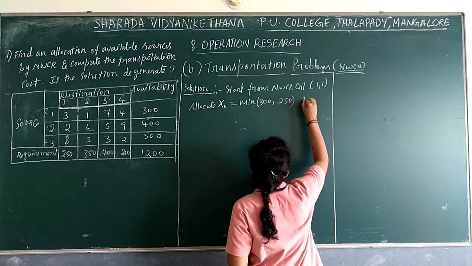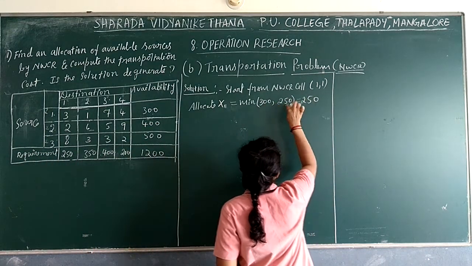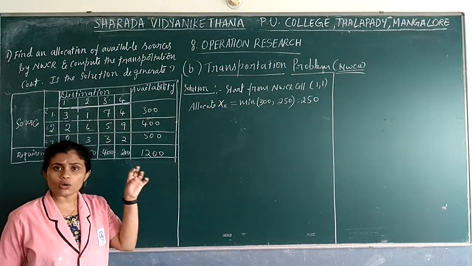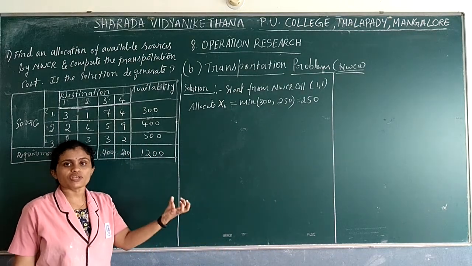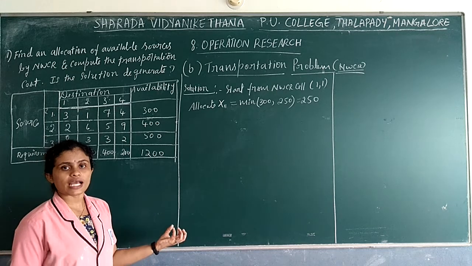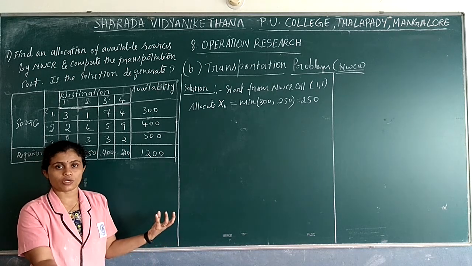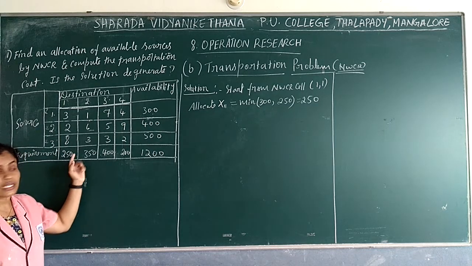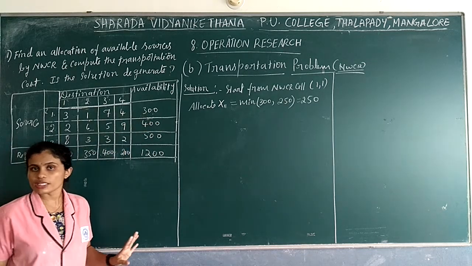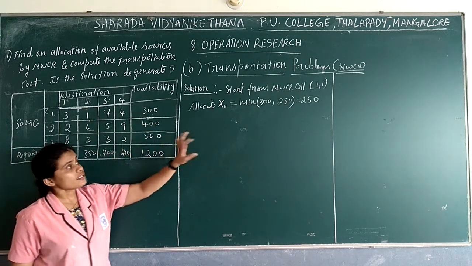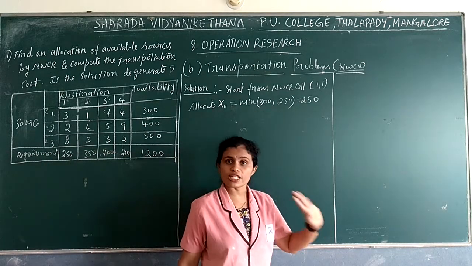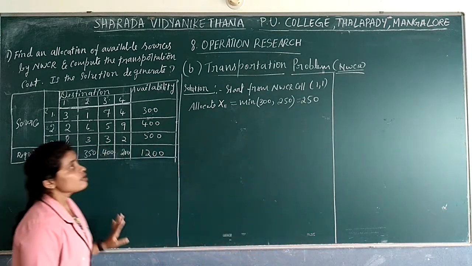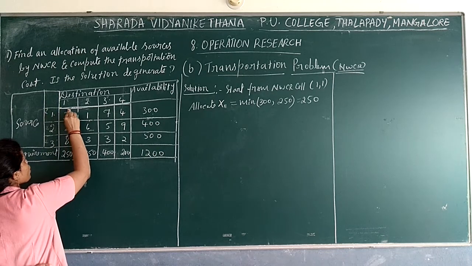Their requirement is 250, which is the minimum you have to write here, because we can only give what we have. If they ask for more than that, we cannot do it. If they ask 400, we can give only 300. 400 we cannot do because we don't have it. In these two, you have to write which one is minimum, for your easy understanding. Which one is minimum?